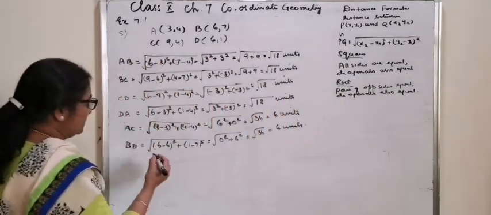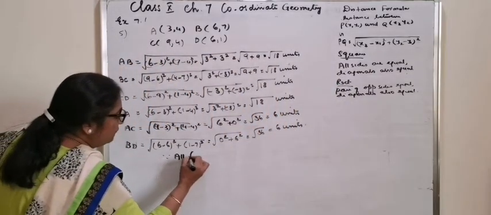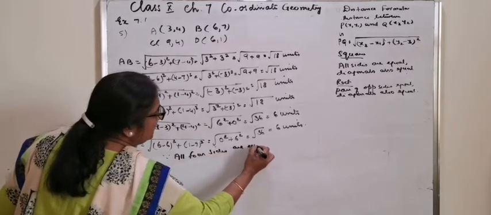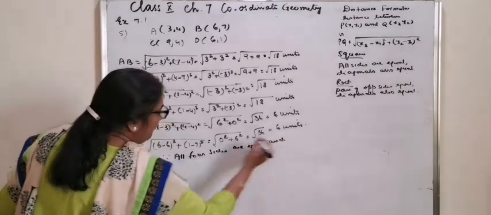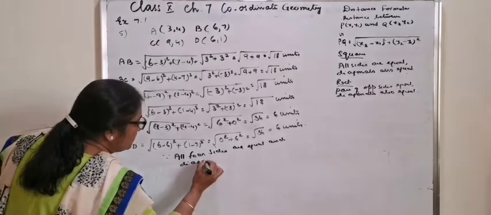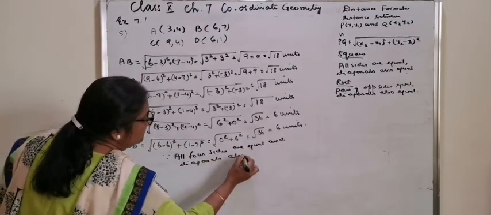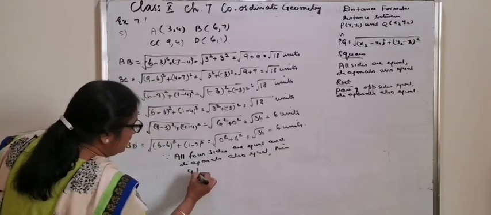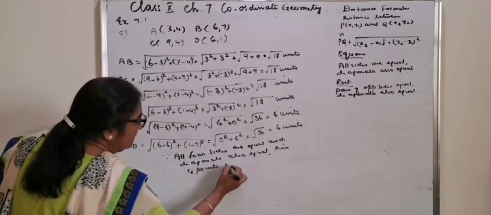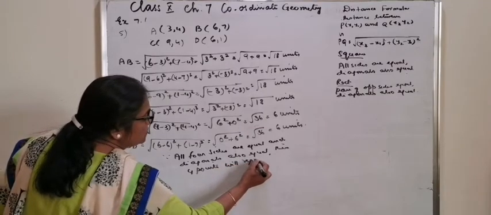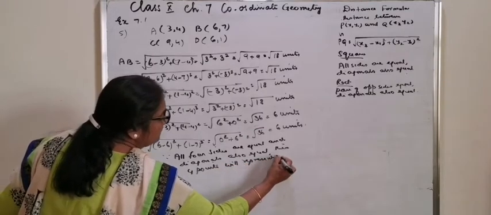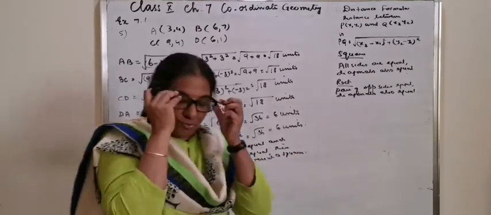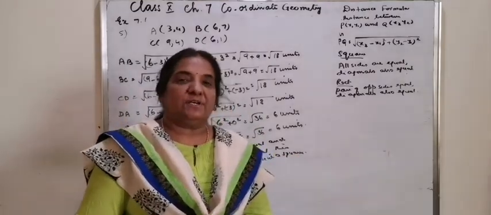How do you give a conclusion? Since all 4 sides are equal, and diagonals are also equal, these 4 points will represent a square. Or you can say the 4 points are the vertices of a square.